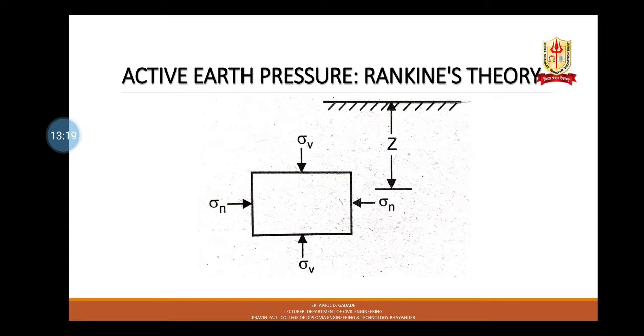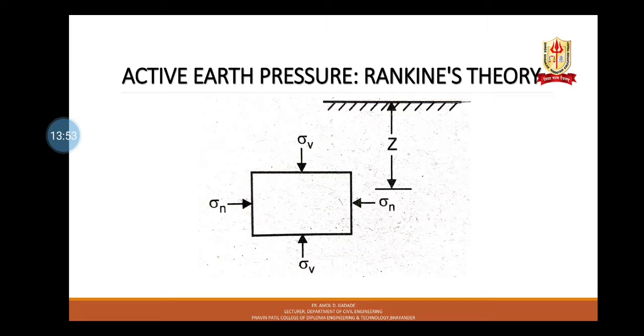Moving further to active earth pressure, that is Rankine's theory. Certain assumptions were made by Rankine for his theory. The soil mass is semi-infinite, homogeneous, dry and cohesionless. The ground surface is plane, which may be horizontal or inclined. The back of the wall is vertical and smooth. The wall yields about the base. The soil element is in a state of plastic equilibrium, that is, on the verge of failure.